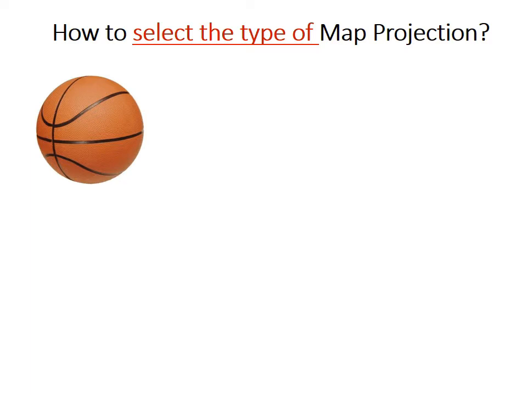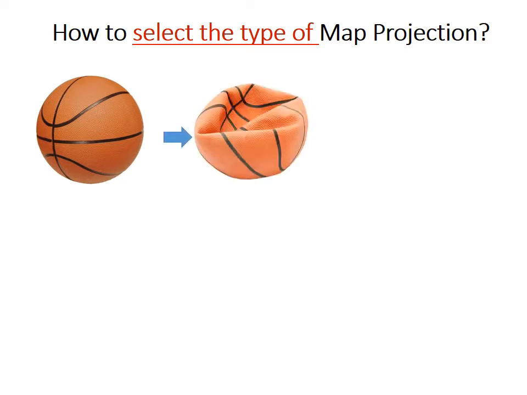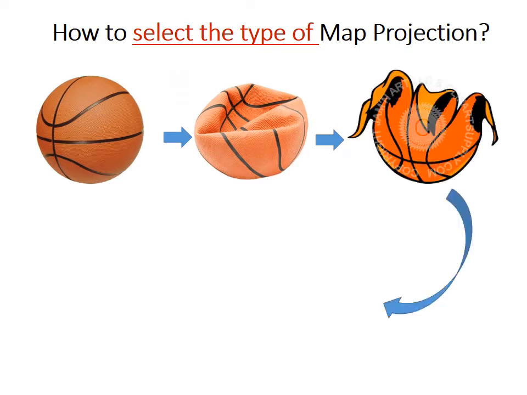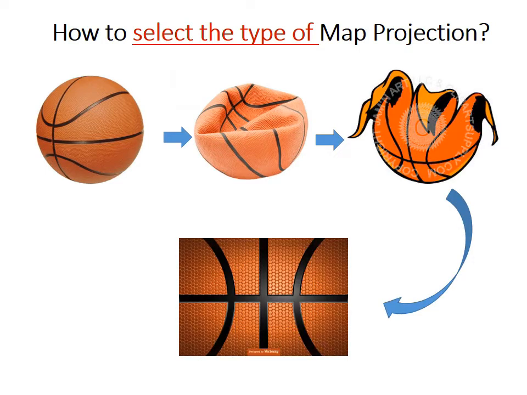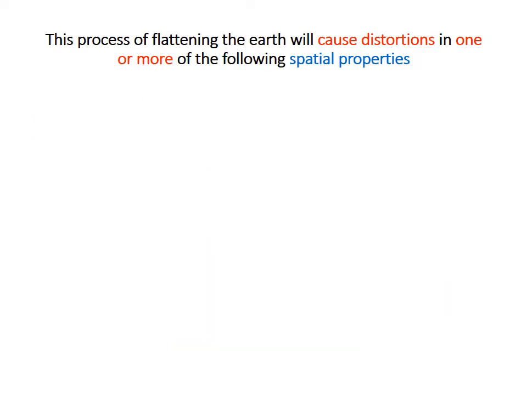So what are all the processes that I do? I have to first deflate this ball, and then I have to tear it, and then I have to bring that into a 2D map. This process is what we call the projection. So what we try to understand here is there are different ways by which I can tear the ball. So the flattening of this spherical basketball into a flat surface, there are many different ways by which I am able to do it. While doing this process, we have a lot of errors that are called distortions in one or more of the following spatial properties.